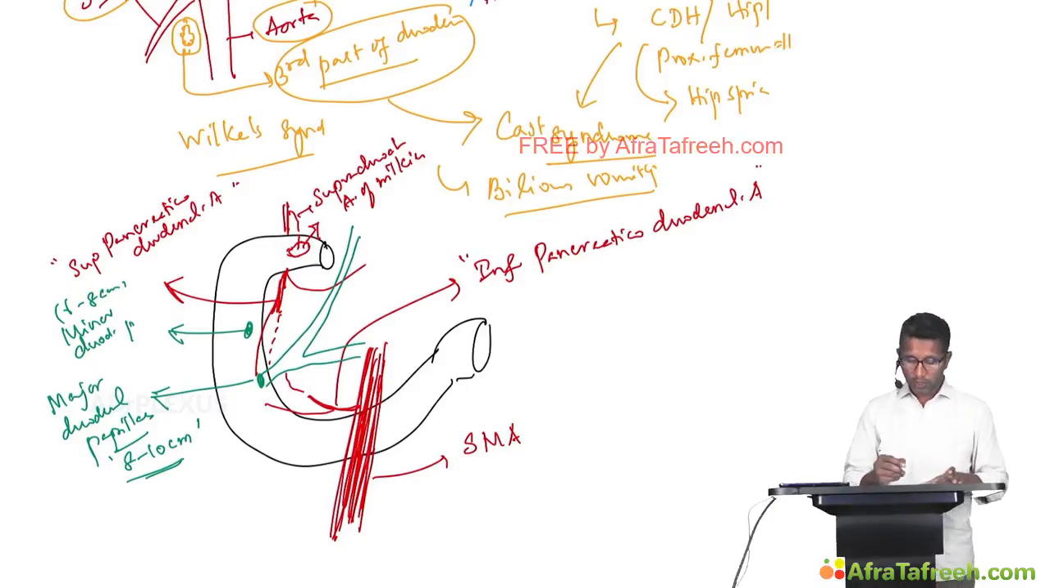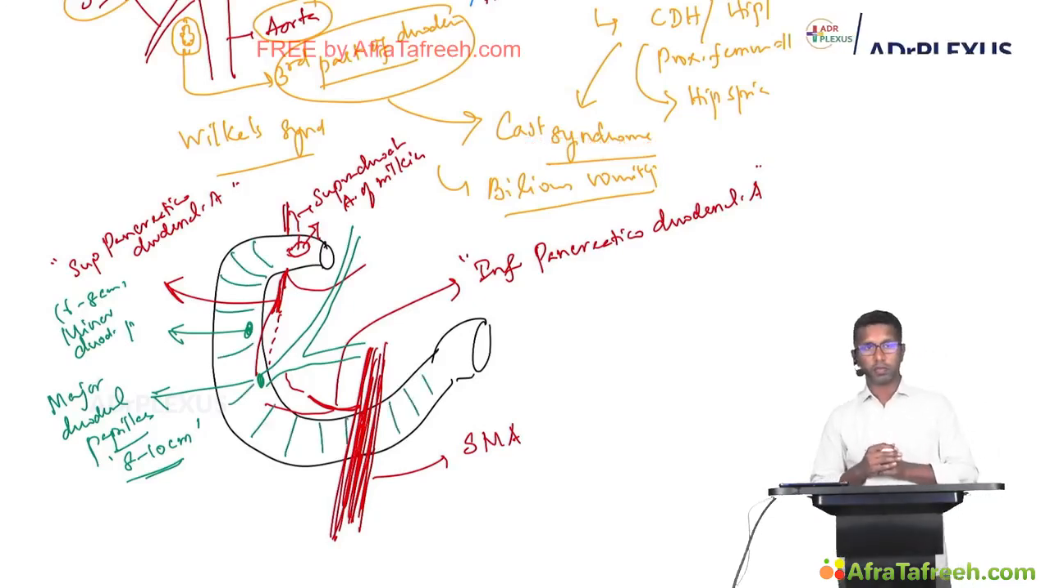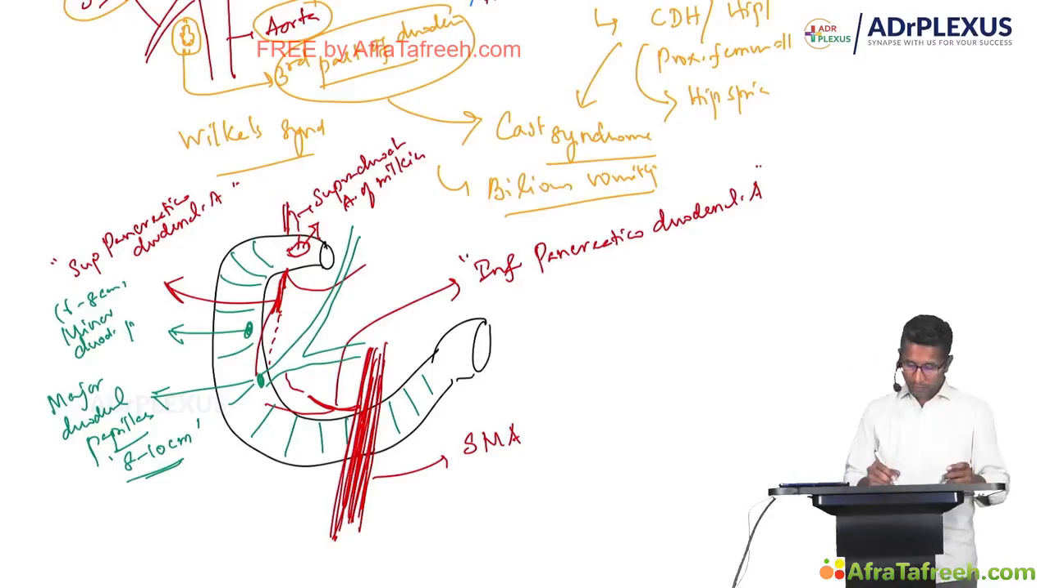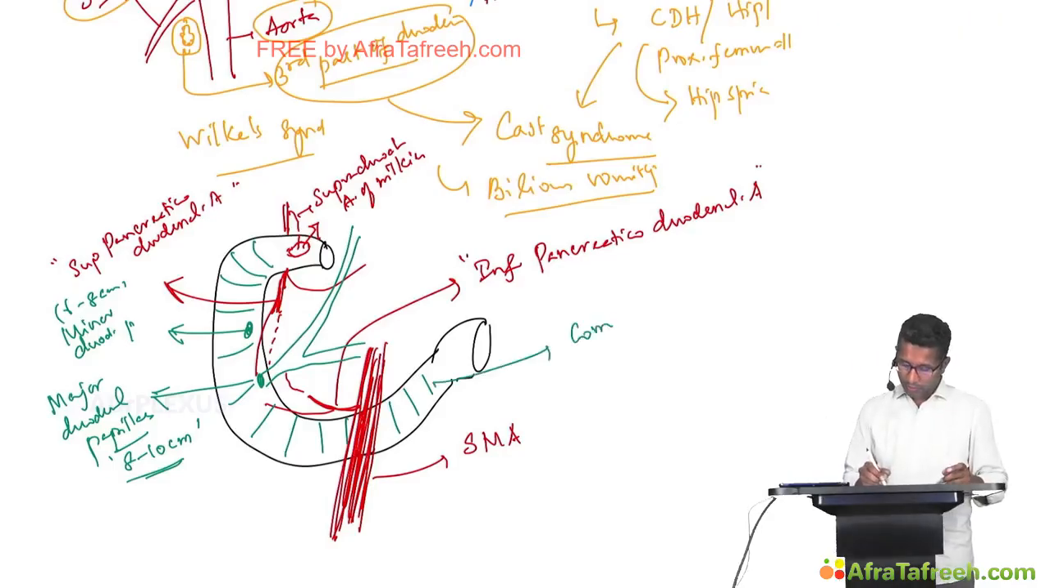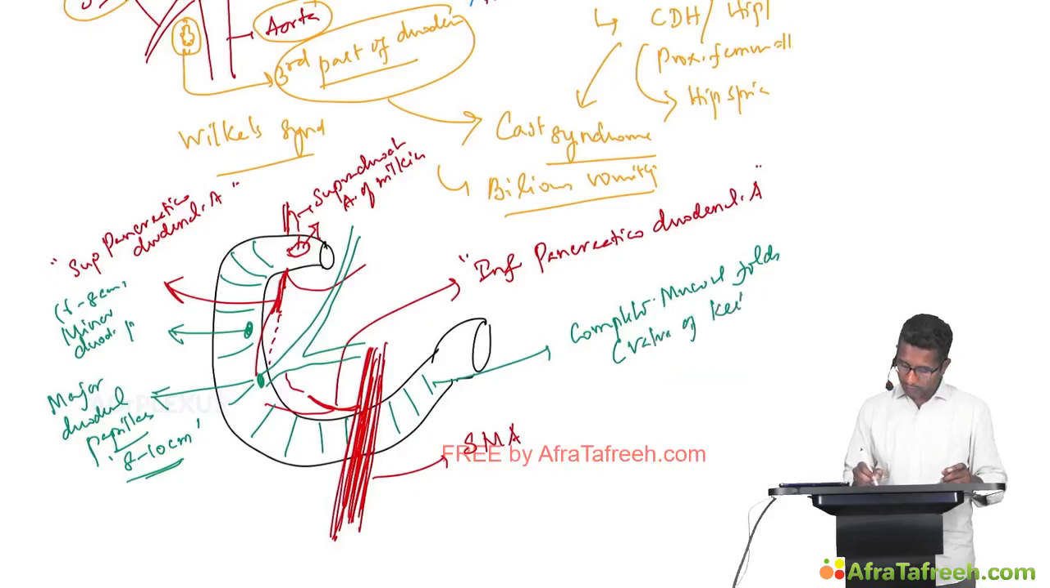And when you see the duodenum, it contains complete mucosal folds. These mucosal folds are complete mucosal folds, and these complete mucosal folds are called the valves of Kerckring.